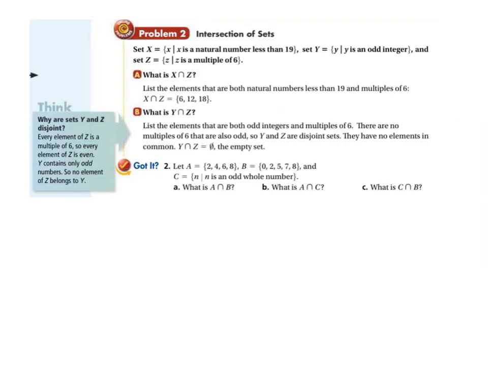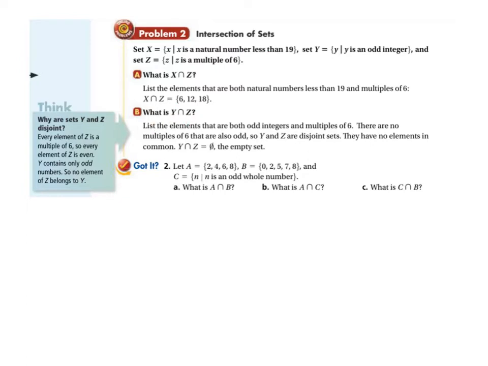The intersection of sets: X is natural numbers less than 19, Y is y such that y is an odd integer, and Z is z such that z is a multiple of 6. So list the elements that are in both natural numbers less than 19 and multiples of 6. So X intersection Z, right? So 6, 12, 18. Again, the overlap.